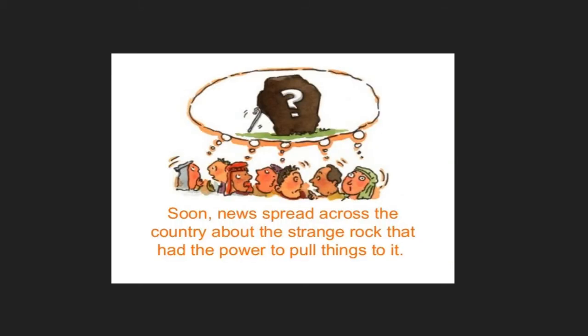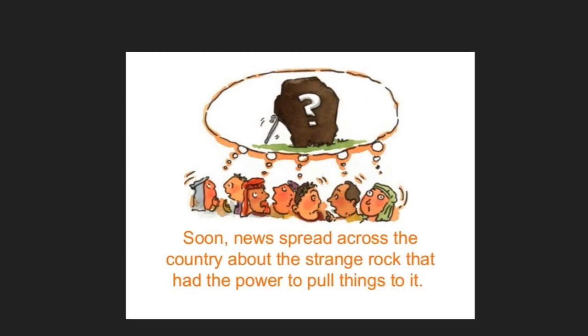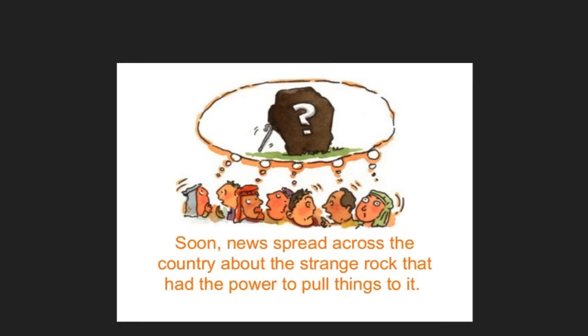Soon the news spread across the country about the strange rock that had the power to pull things to it. Afterwards, some wise people in that area identified that this is the rock which has the quality of attracting materials, and the name was given after this shepherd Magnus, and hence the magnet was discovered.